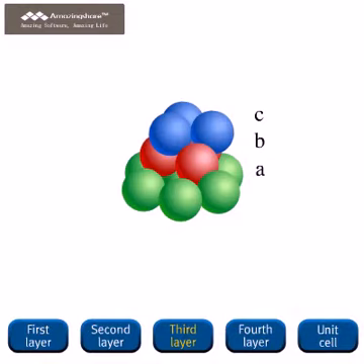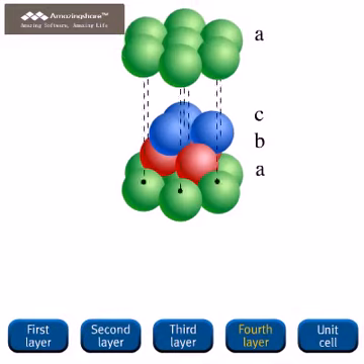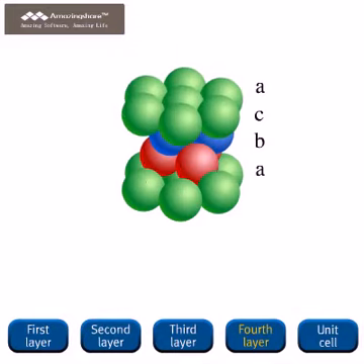Click on the fourth layer button to see how the fourth layer stacks in cubic close packing. The fourth layer stacks in the depressions of the third layer. The fourth layer of atoms has the same arrangement as the first layer. This type of stacking pattern is called an ABC-ABC pattern, because the spheres in every fourth layer occupy the same position.